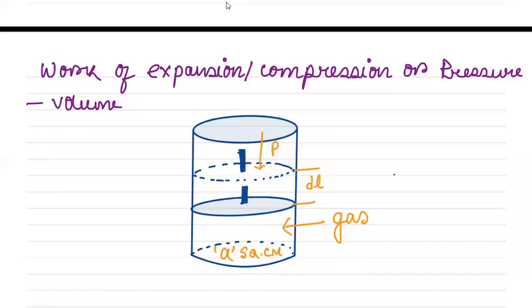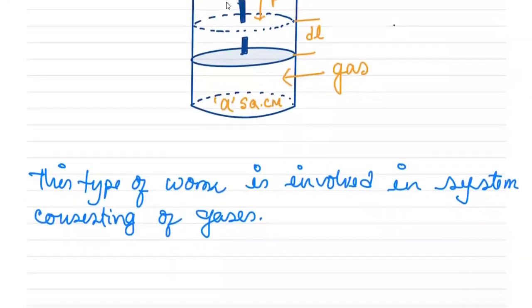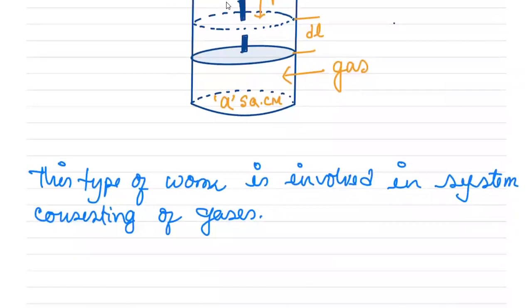The work of expansion and compression is done by pressure or volume. This type of work is involved in systems consisting of gases, because gas can be easily compressed. And this type of work, that means expansion and compression, is the most important part of thermodynamics.